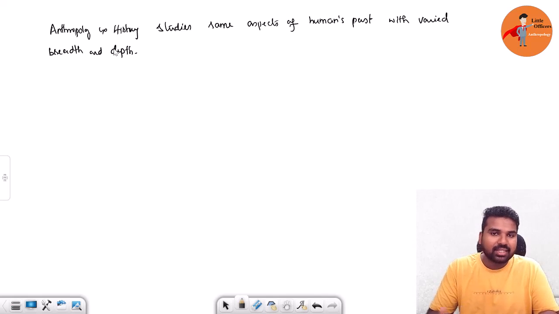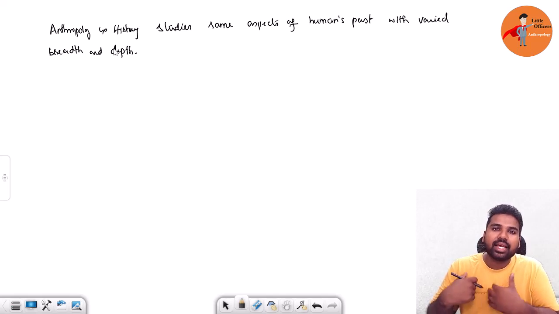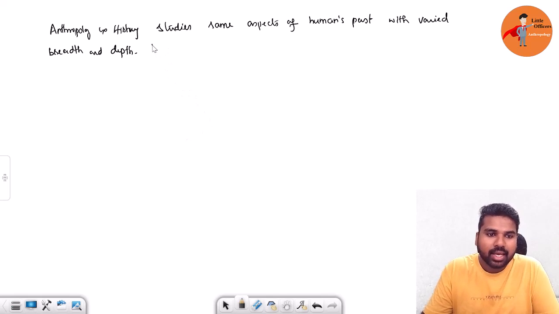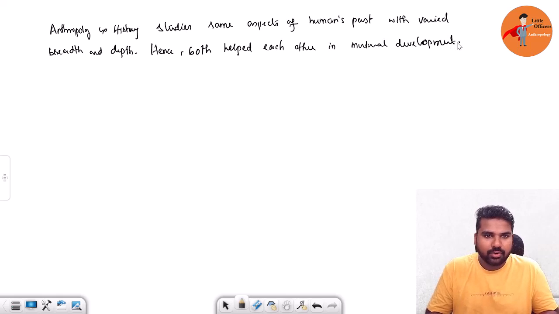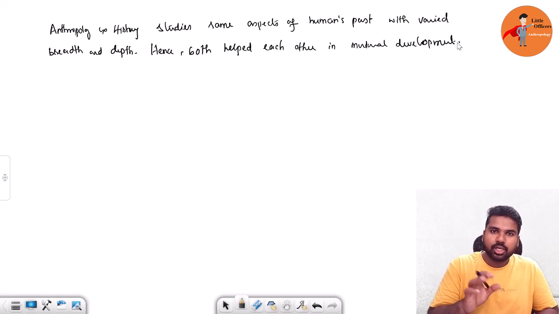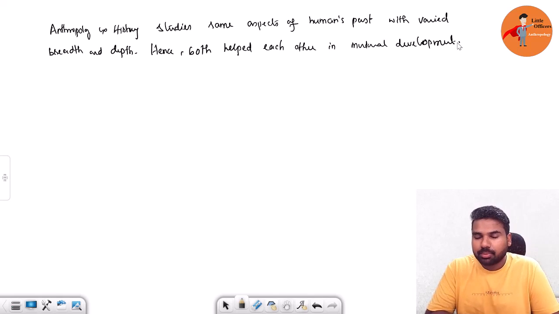So if this is happening, then both of them help each other in their growth. That is the same point we are concluding. Hence, both helped each other in mutual development, development as a science. So that is enough for the conclusion. So this is all about anthropology and history. Now tell me, is it clear, everyone?